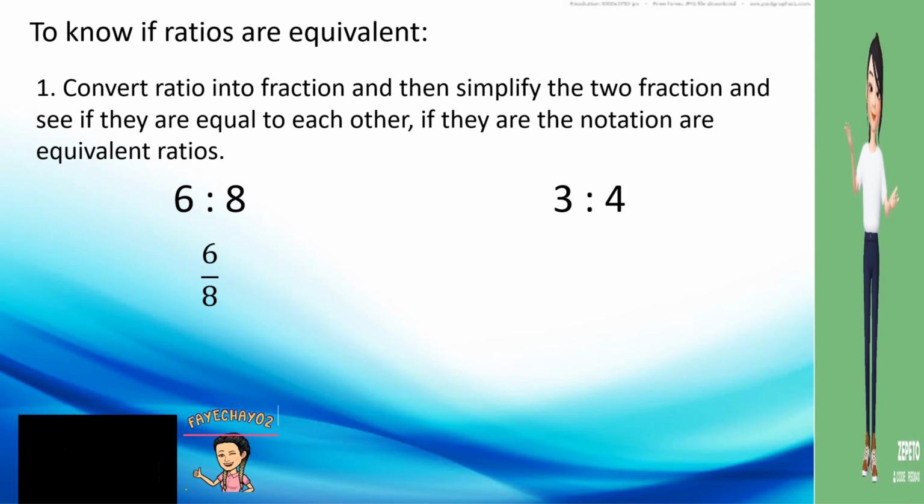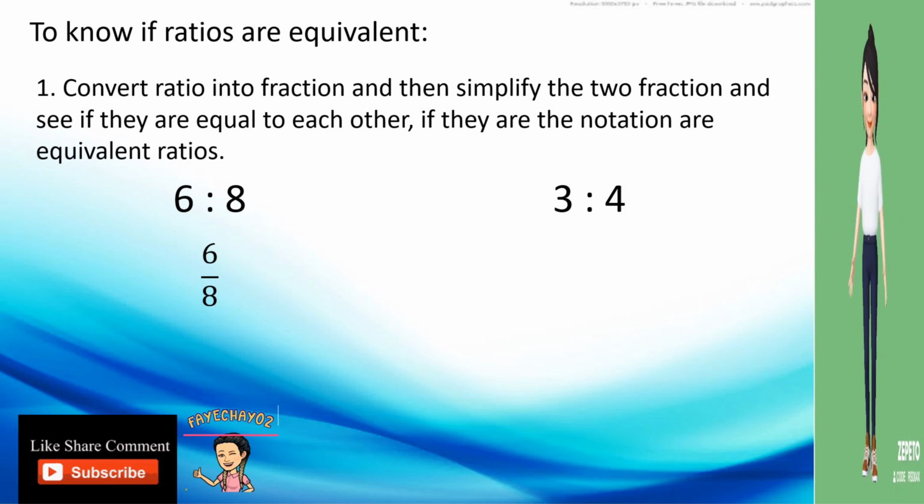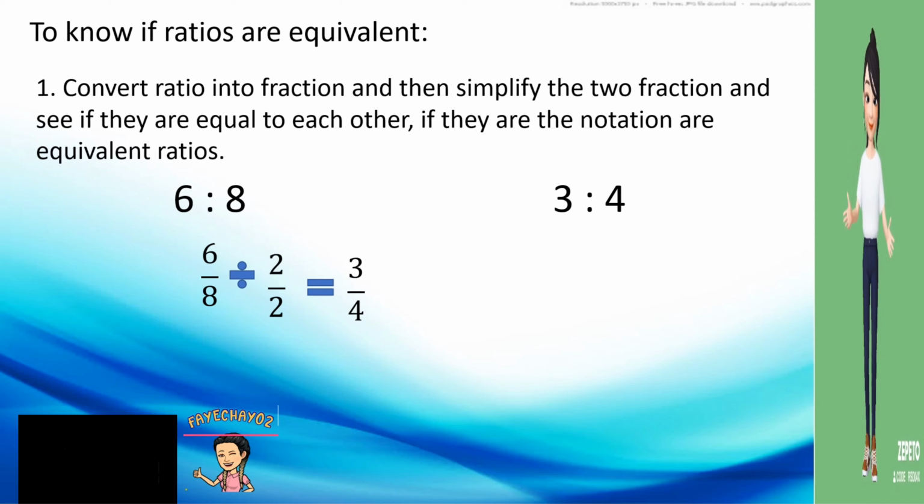So we will divide the numerator and denominator by its GCF, and the GCF of the two numbers is 2. So we will divide it by 2. 6 divided by 2 is 3. 8 divided by 2 is 4. So the answer is 3/4. So the lowest term of 6/8 is 3/4.